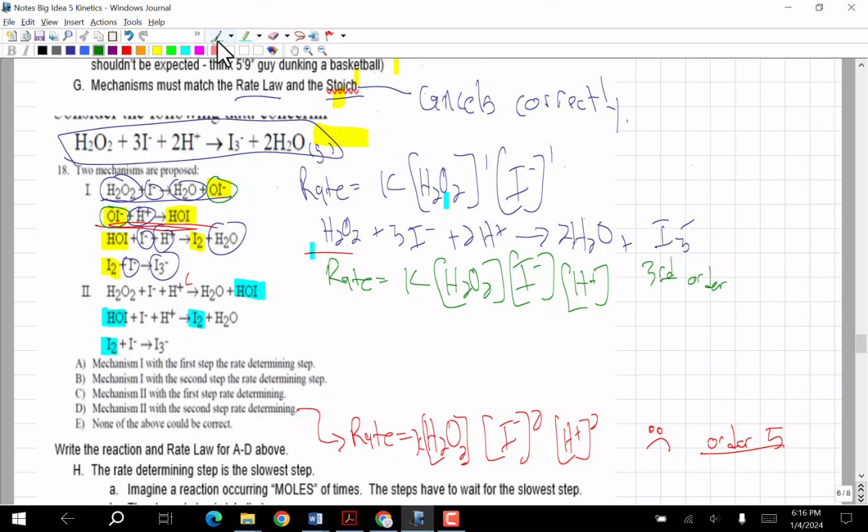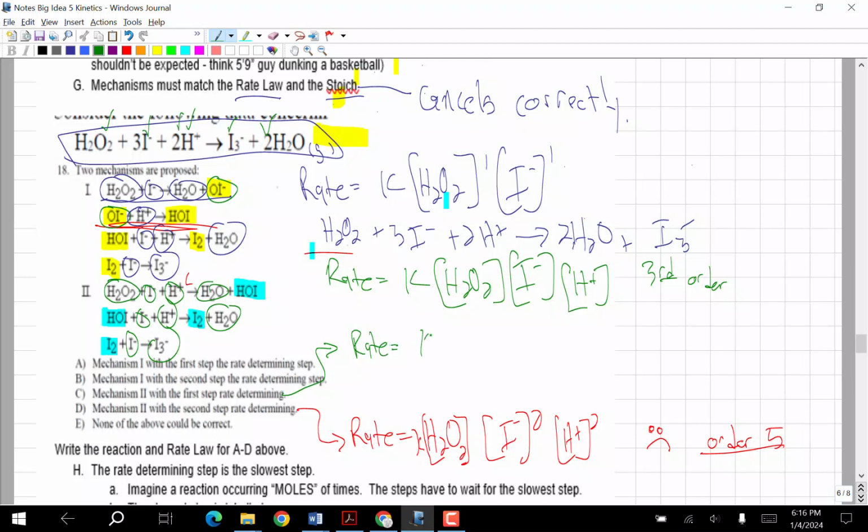And then we're going to look at the same thing again. So I'm going to have H2O2, one of those. 3 I negatives. Check, check. 2 H positives. Check, check. And over here, I'm going to have 2 waters and I3. Check, check. Okay. So far, so good. So notice how we've got to check to make sure the stoichiometry matches for each one. And then we got to find the rate law for each one. So we didn't do this one yet. Mechanism 2 with the first step rate determining.